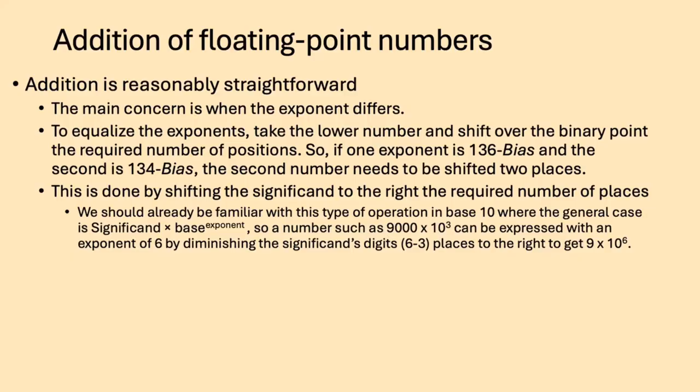Now we should already be familiar with this kind of operation in base 10, where the general case is multiplying the significand by the base to the power of the exponent. So a number such as 9000 by 10 to the power of 3 can be expressed with an exponent of 6 by diminishing the significand's digits from 6 to 3 places to the right to get 9 by 10 to the power of 6. So 9000 by 10 to the power of 3 is equivalent to 9 by 10 to the power of 6, and that's why we move over to the right.